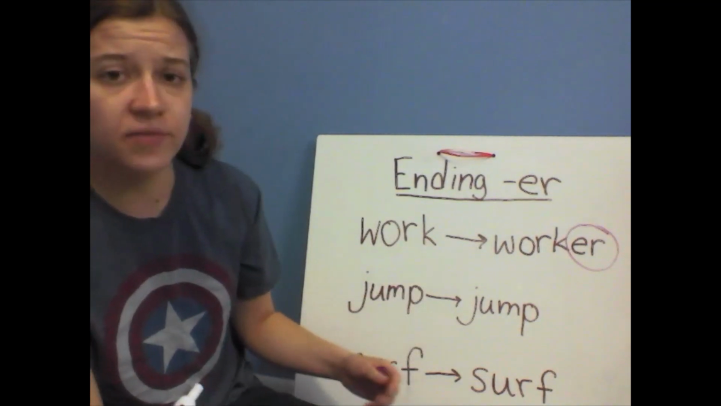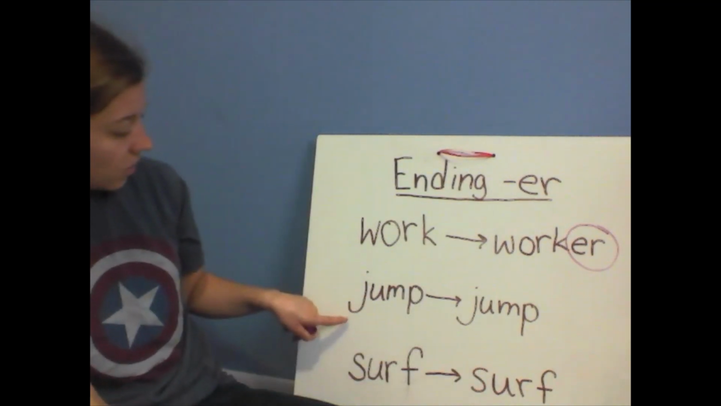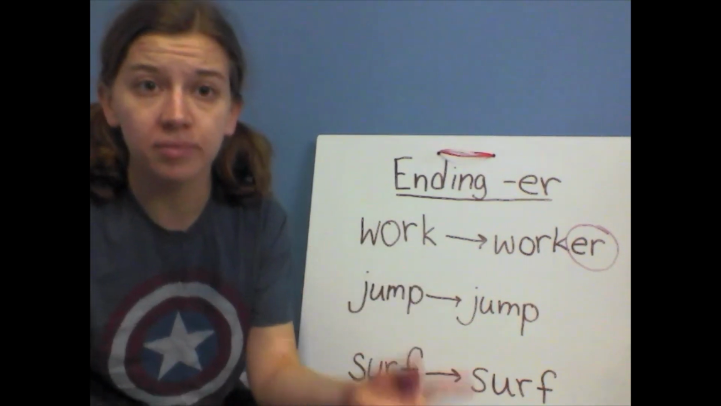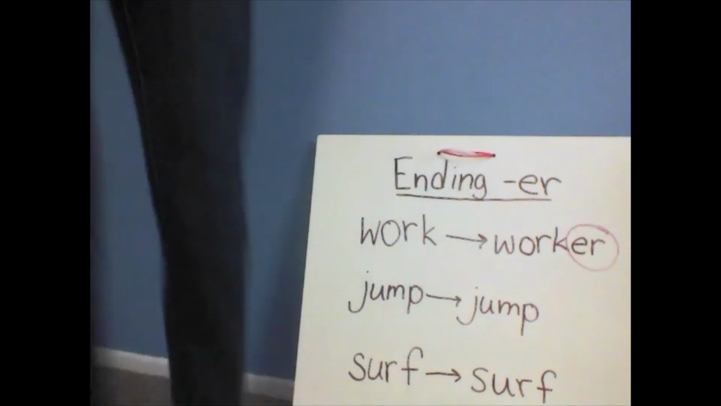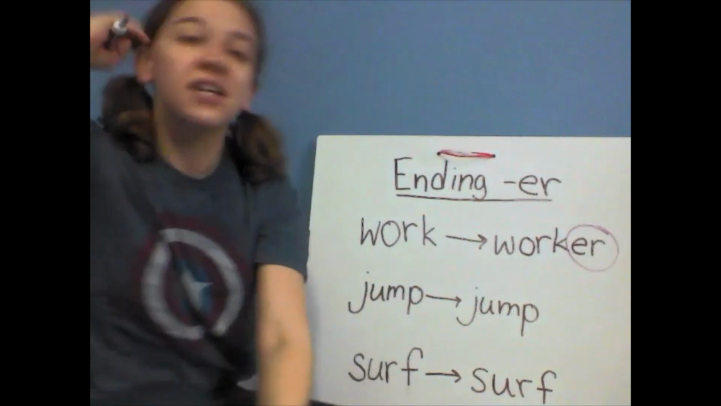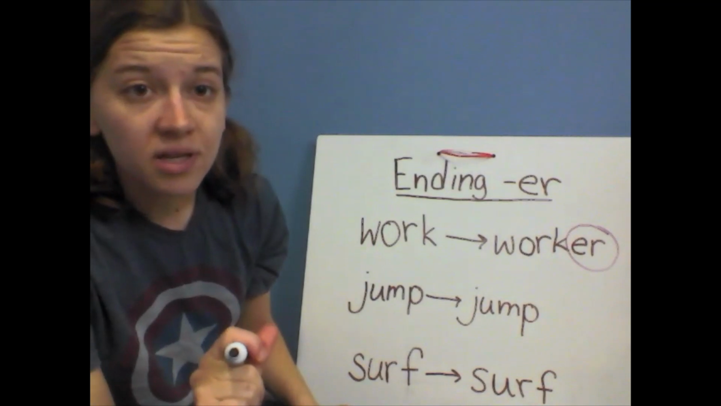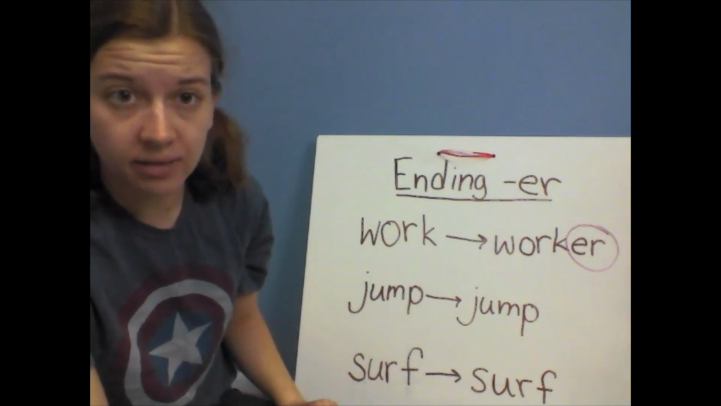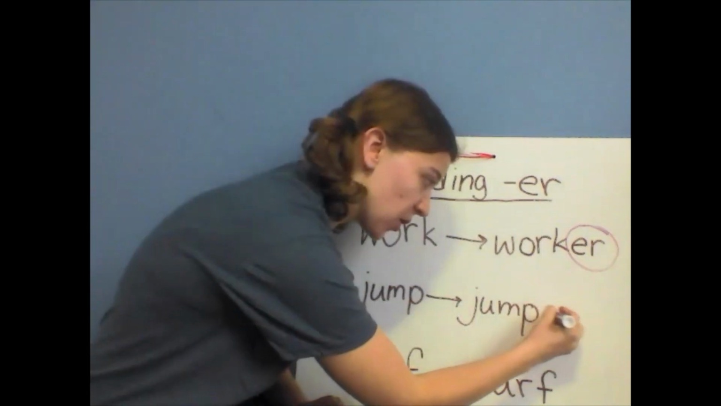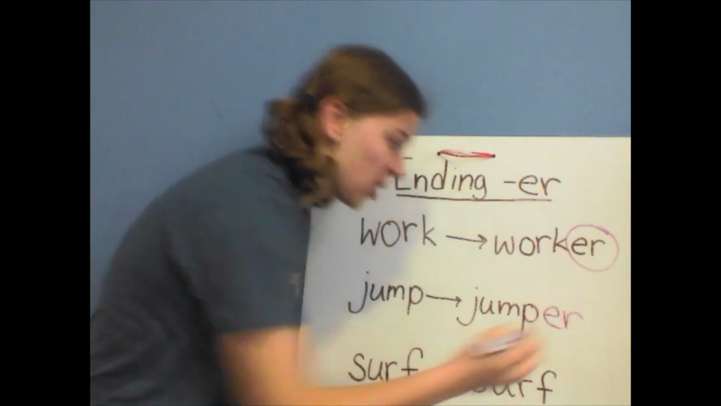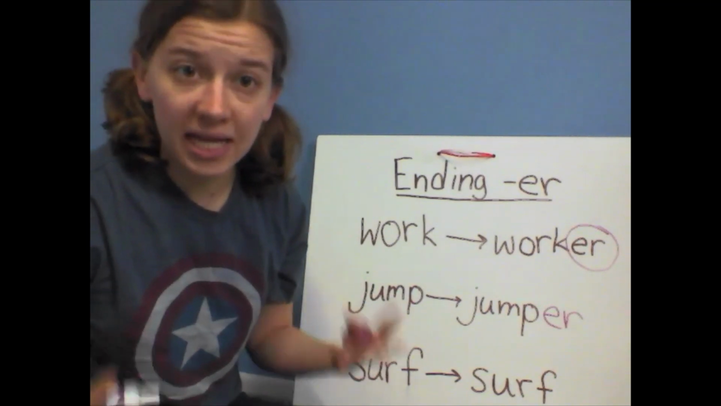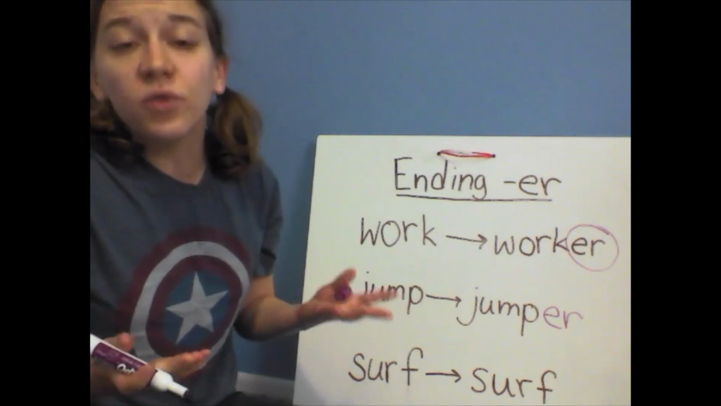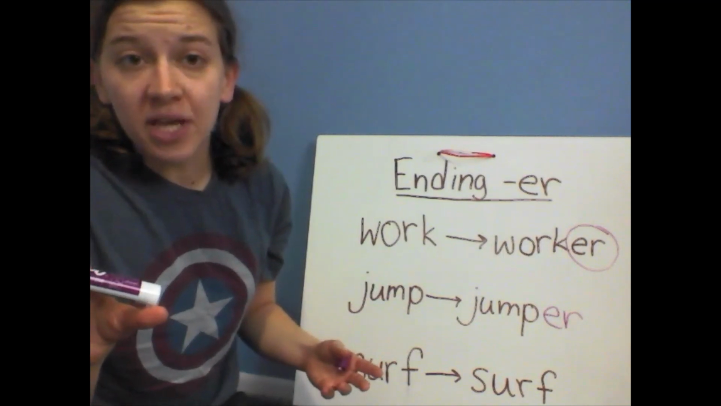Let's take a look at some of these other ones. So right here, we have the word jump. Everyone stop what you're doing and jump. I'll do it too. Jump. Good. Good. All right, jump. Then if we add an ER to the end of the word jump, what do we get? Jumper, right? Jumper. And a jumper is a person. Someone who is jumping, right? Someone who jumps.